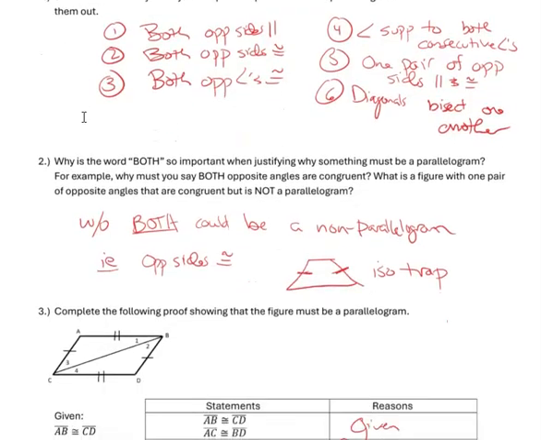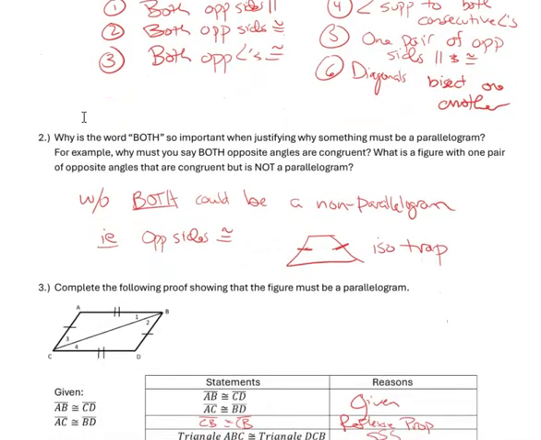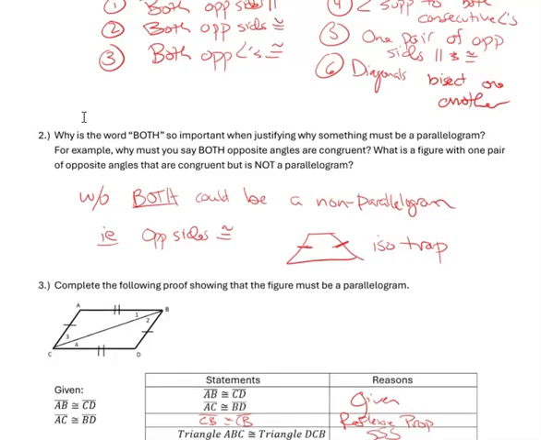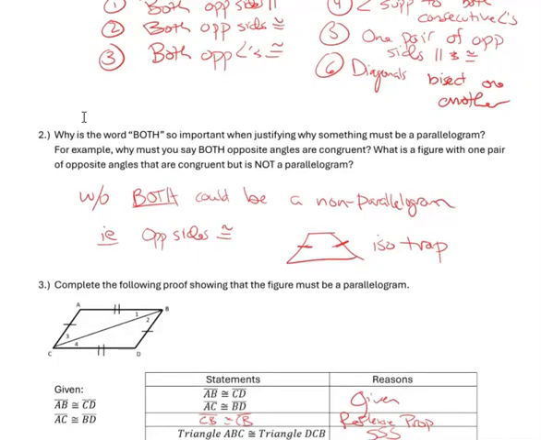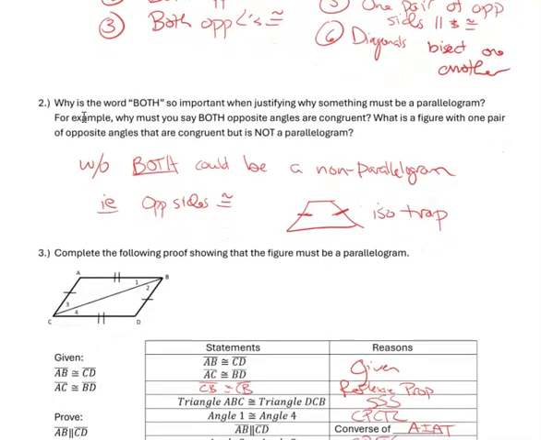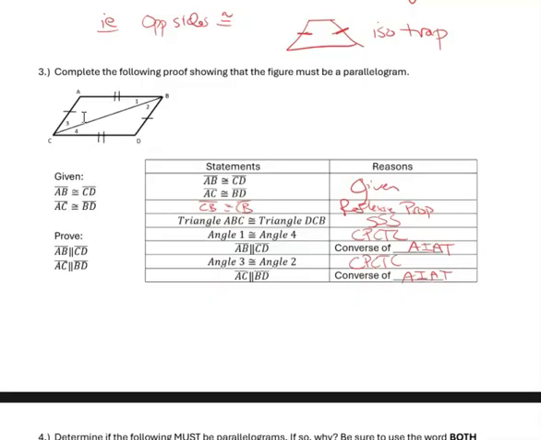Why is the word both so important when justifying something is a parallelogram? For example, why do you have to say both opposite angles are congruent? What is a figure that has one pair of opposite angles that are congruent but not parallel? When I was reading this, I thought it said one pair of opposite sides being congruent. If it was one pair of opposite sides, then it could have been an isosceles trapezoid. If it was one pair of opposite angles, it could have been a kite. So I'm going to have to correct this and repost it. Because really, with what it's talking about, one pair of opposite angles, that's supposed to be a kite, not an isosceles trapezoid.